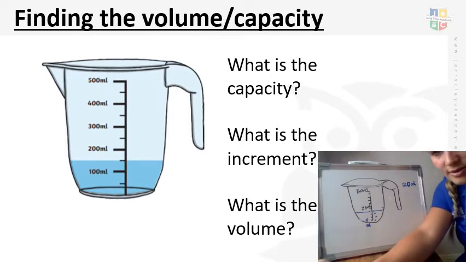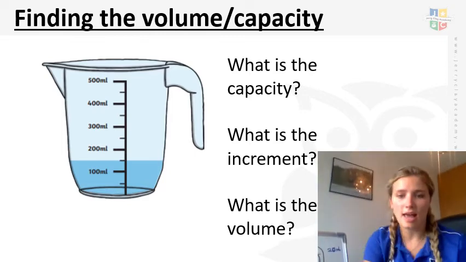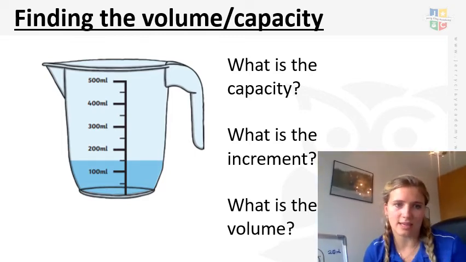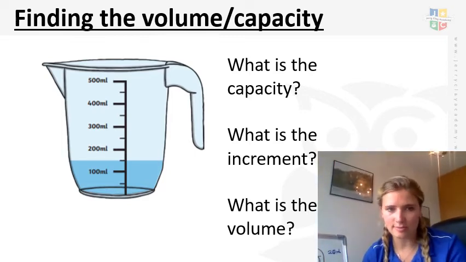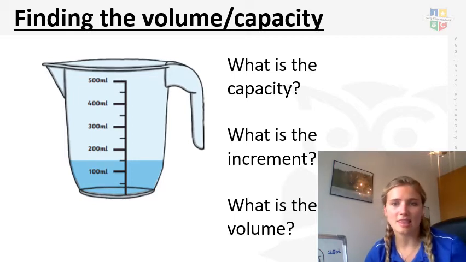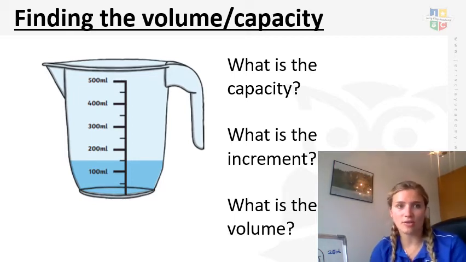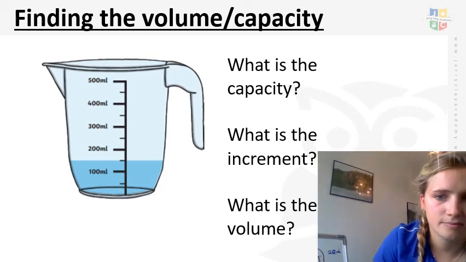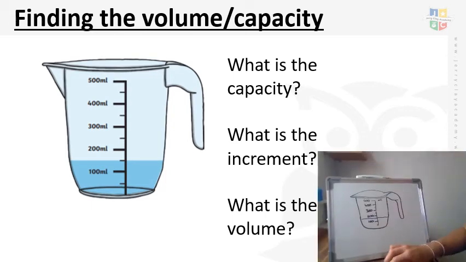I'd like you to have a go at doing this one now. So what is the capacity and what is the increment to work out what the volume is of the liquid on here? Have a go at working it all out, and then I will go through the answers after. Okay, so let's have a look. My capacity is going to be 500 millilitres because that is the maximum capacity in my jug.